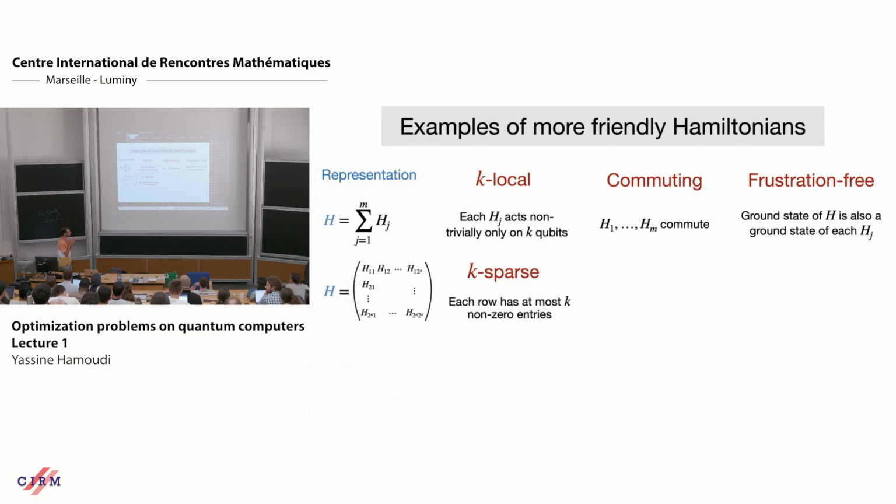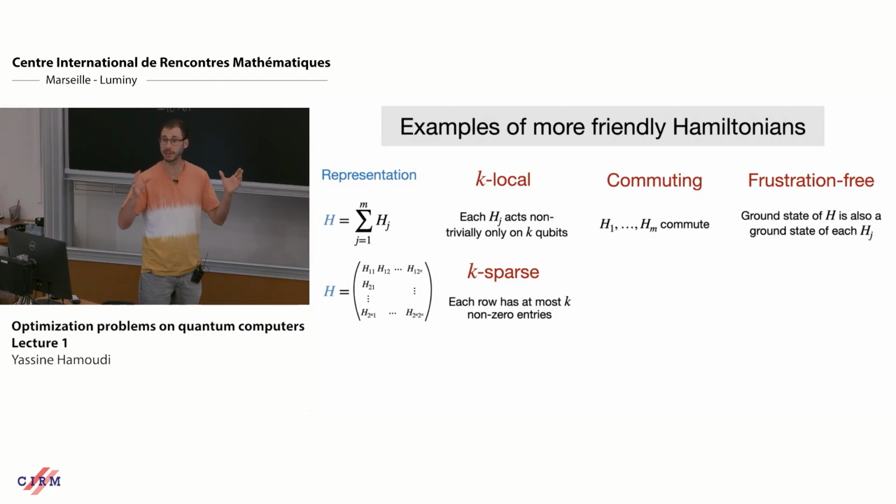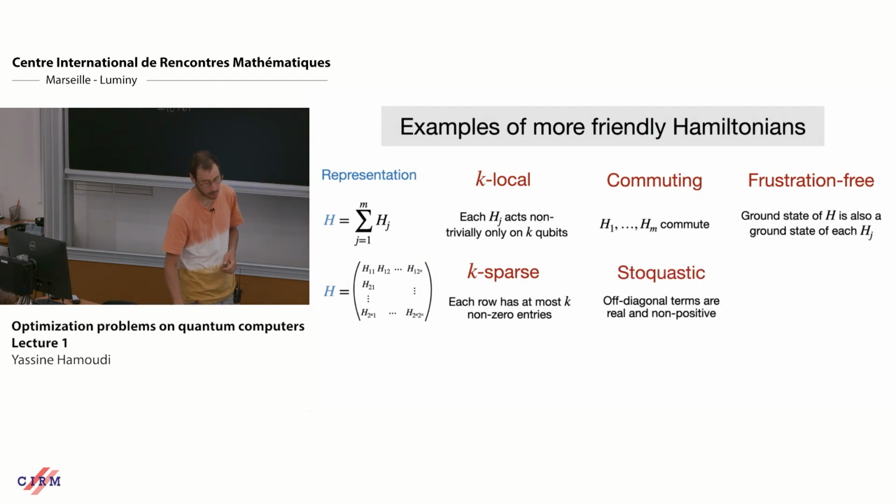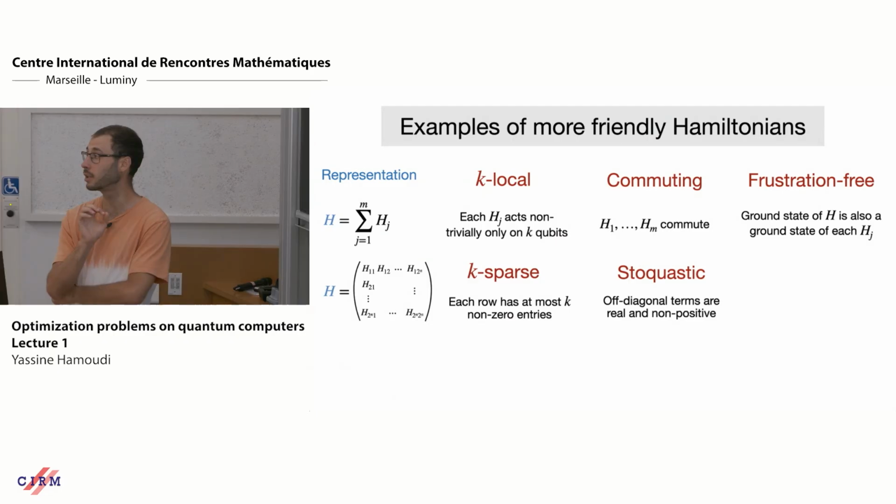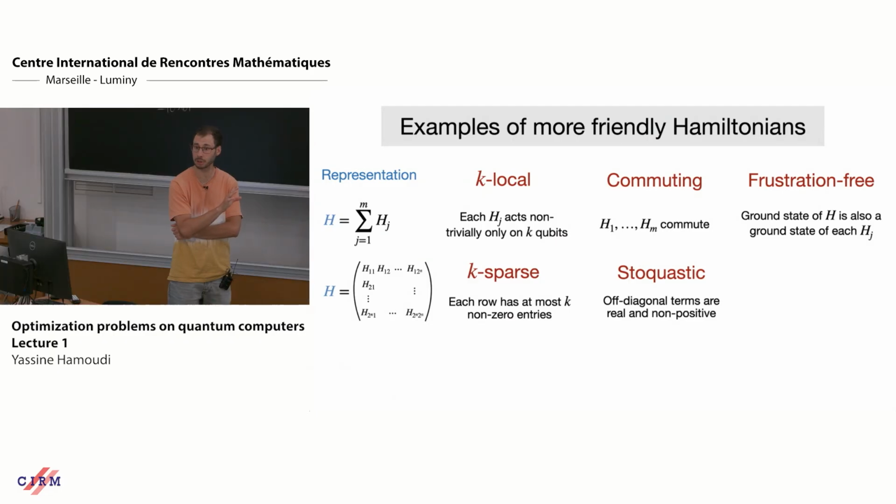Okay, so second assumption is sparsity. So your matrix is of exponential size, but most entries are equal to 0. So meaning that you don't have to look at too many entries when you want to collect information about H. Another very important assumption, which we'll see again in a few minutes, is being stochastic, meaning that the off-diagonal terms of H are non-positive real numbers. So that is a very important assumption which is going to be satisfied by some important families of Hamiltonians.